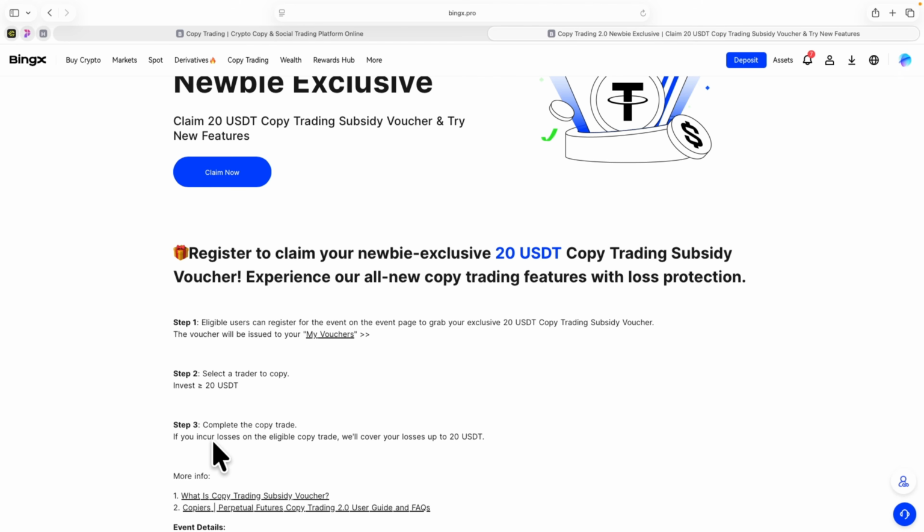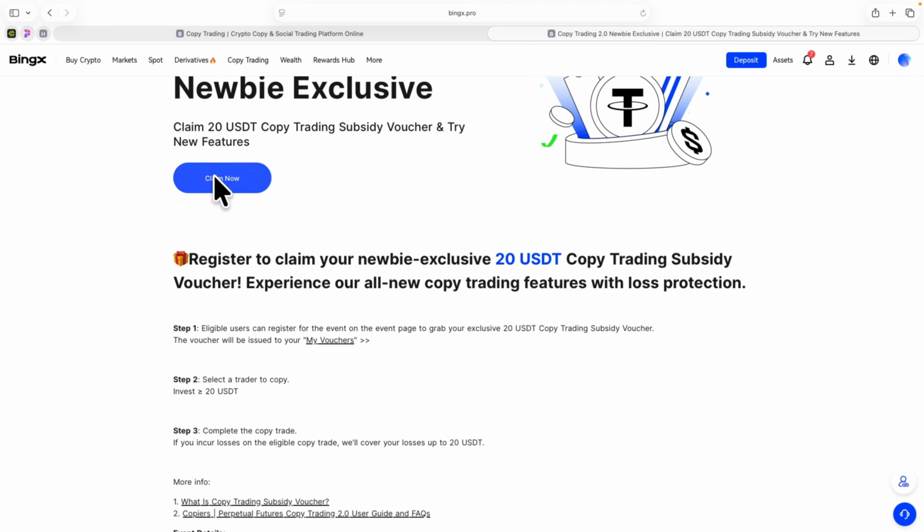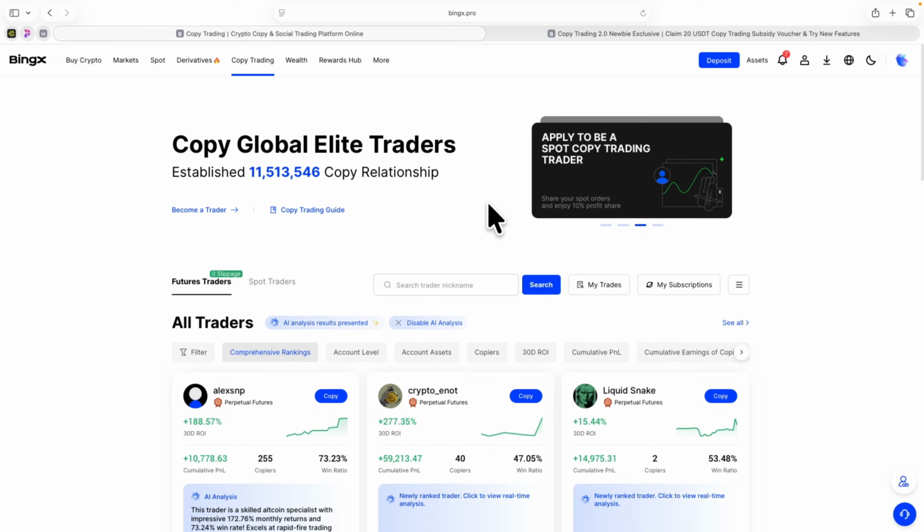That's the meaning. So if you lose, like, let's say $40, they will only return $20 to you. If you lose, let's say $18, they will give you exactly $18 back. But once the loss is more than $20, the highest amount they can give you is $20. I hope you get it now. So that's an advantage of using copy trading on BingX. So if you want to go ahead and do that, just click on claim now. But before that, let me show you exactly how to copy a trader.